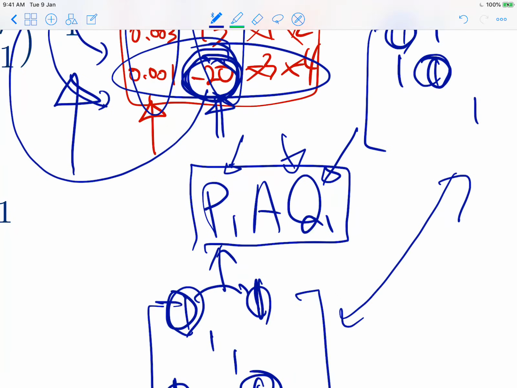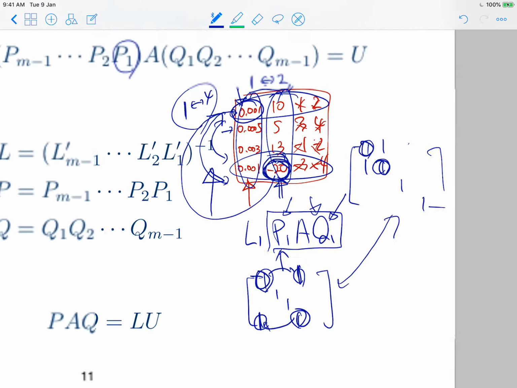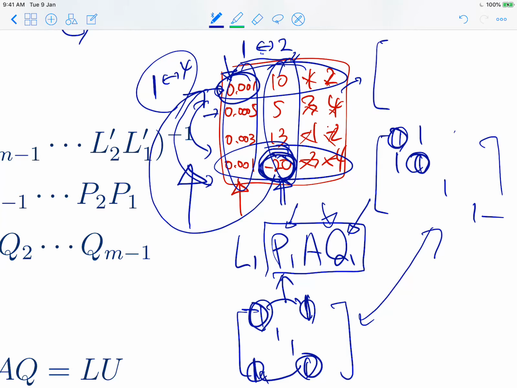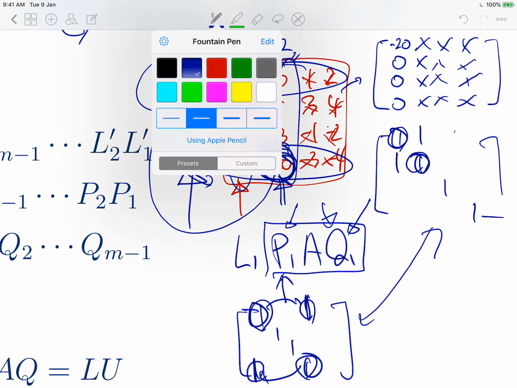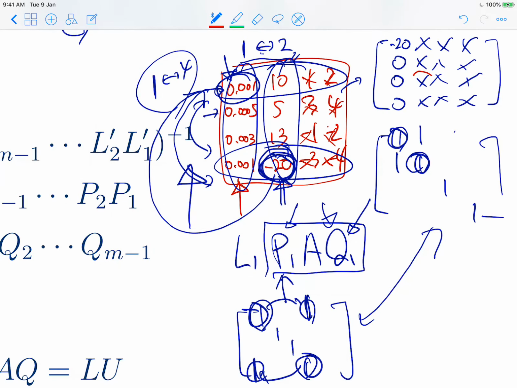Okay, and then we apply the L1, and here it will be -20, and then we introduce all zeros, and we get some matrix like this. Okay, and then it's time to introduce zeros on this part, right? And then how do we apply this complete pivoting in this particular case?